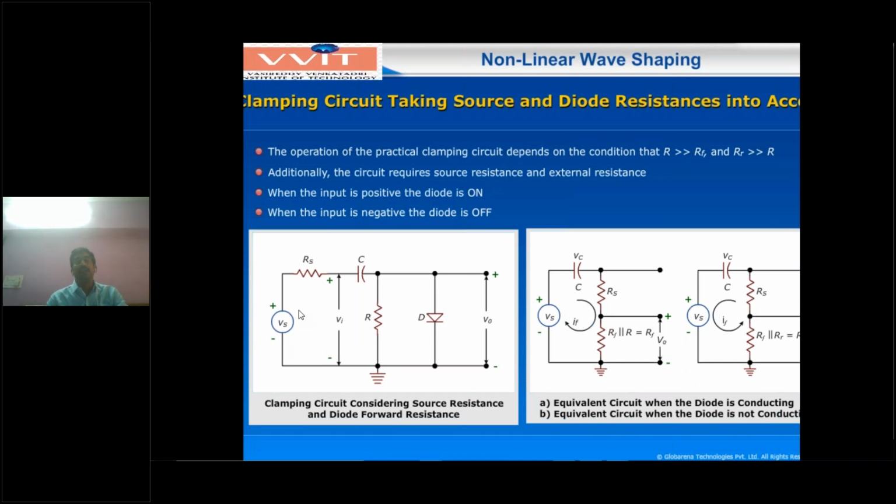Similarly, whenever the input voltage is at the negative peak, the diode will be in reverse bias condition, with reverse resistance RR. RR is a very large value compared with R. Now the parallel combination of these two is nothing but the lesser resistance value, R. So that is the reverse bias condition, or the equivalent circuit. Reverse bias current IR is flowing.